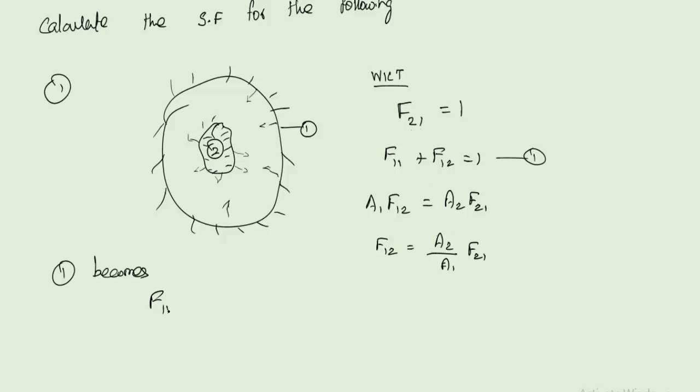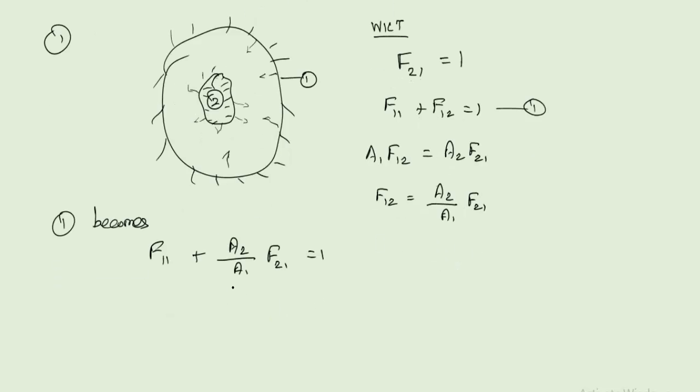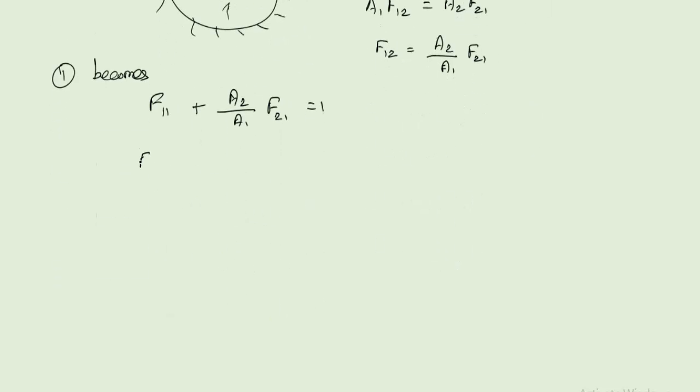So F11 plus A2 divided by A1 F21 equal to 1. Now F11 equal to 1 minus A2 divided by A1 F21. You know that F21 equal to 1. So it becomes 1 minus A2 divided by A1. So the result will be F11 equal to 1 minus A2 divided by A1.